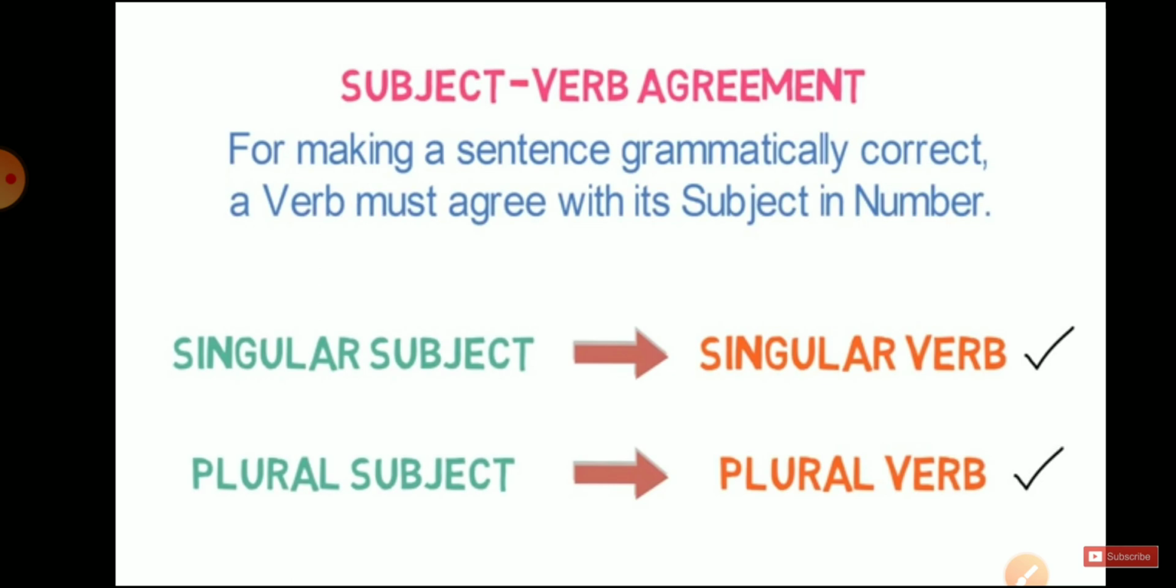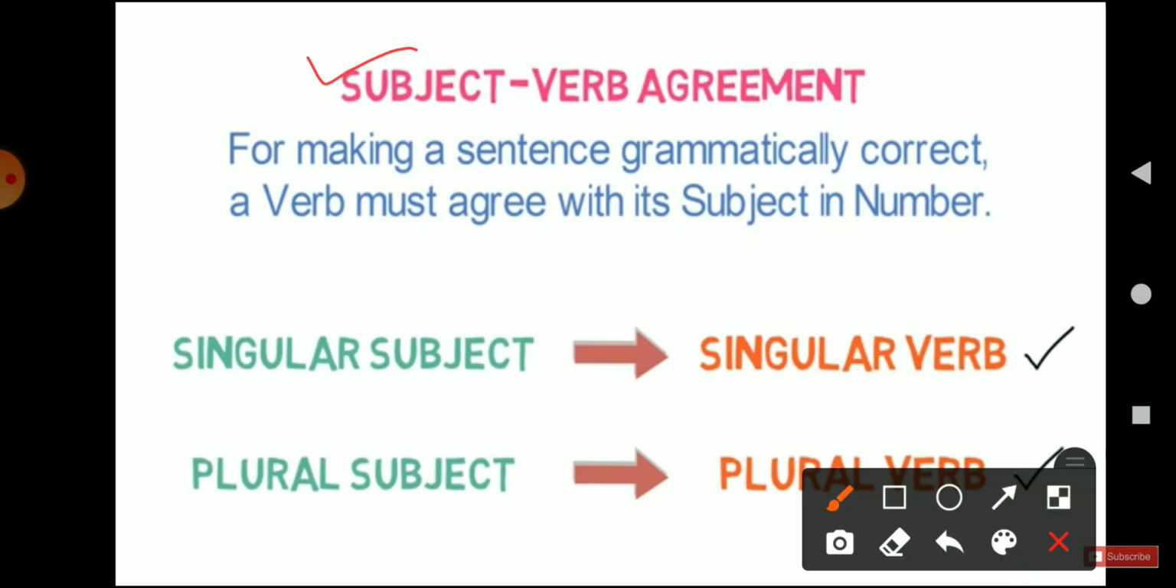Children, today in this video, we are going to start a new topic from your English language, and the name of the topic is Subject-Verb Agreement. This is the next topic after active and passive voice. So today in this video, we are going to see what Subject-Verb Agreement is.